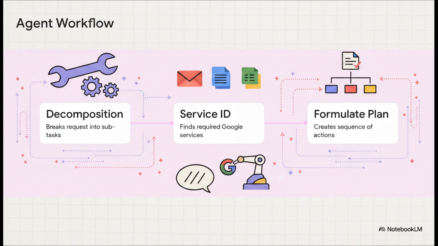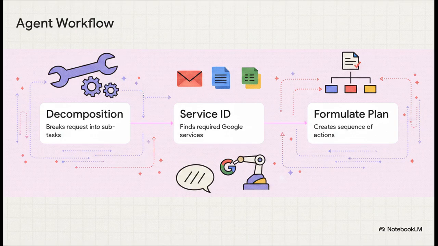It handles technical complexity in 3 distinct steps. First up is decomposition, which breaks your request into logical subtasks. Second, service identification, figures out exactly which Google services are required for the job, like Gmail app or Document app. And third, plan formulation, creates a strict sequence of actions. For instance, it logically knows it absolutely must create a Google document first before it can even attempt to write any text into it, right?